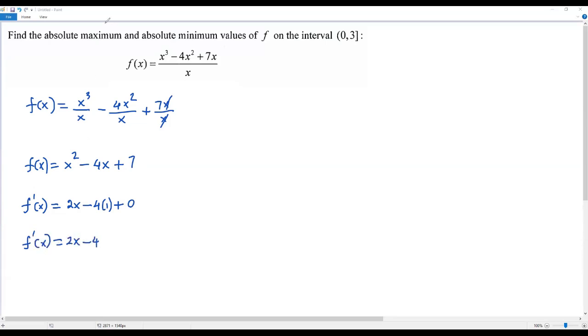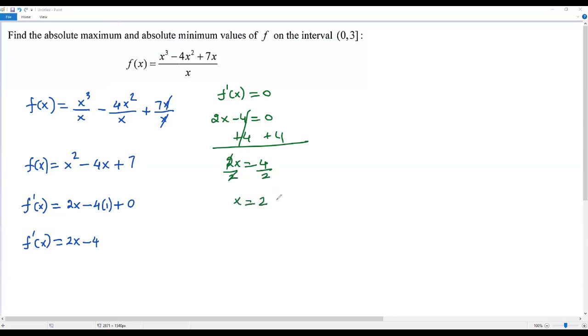Okay, now I have the first derivative. Now I have to equate this first derivative to 0 and solve for x. So f'(x) = 0, which gives 2x - 4 = 0. Let me solve for x. The -4 cancels by adding 4 on both sides, so I get 2x = 4. Then I divide both sides by 2, and I get x = 2.